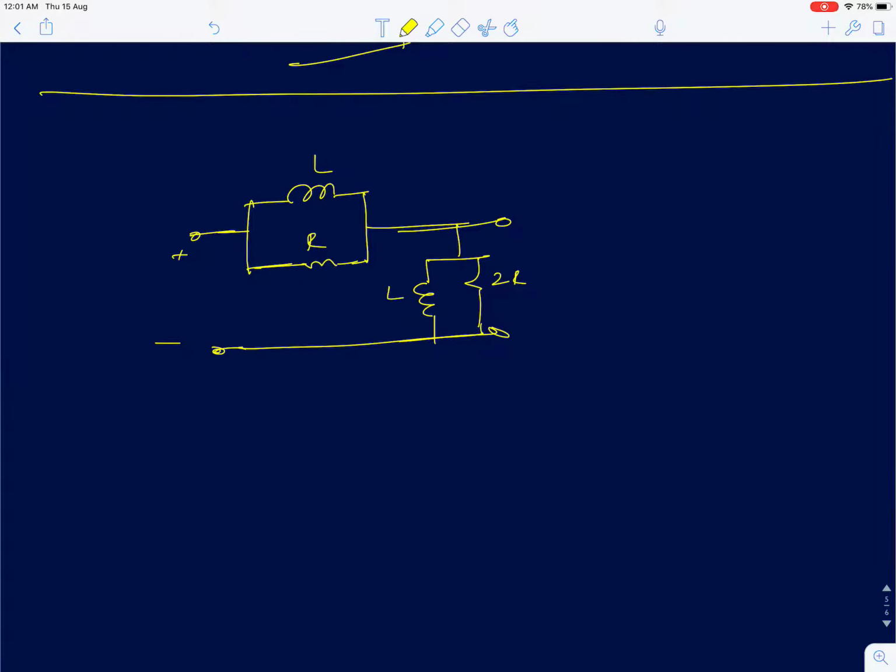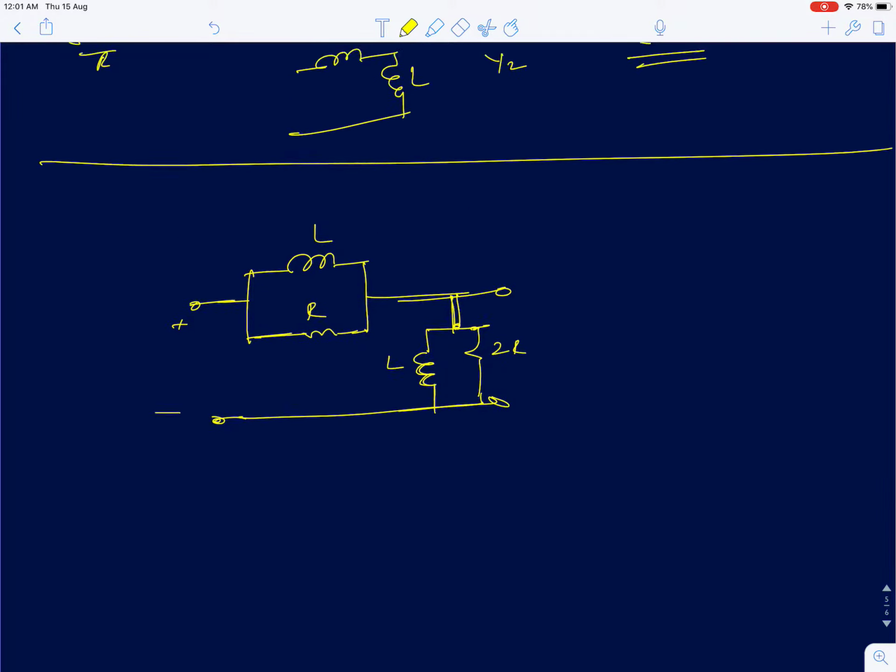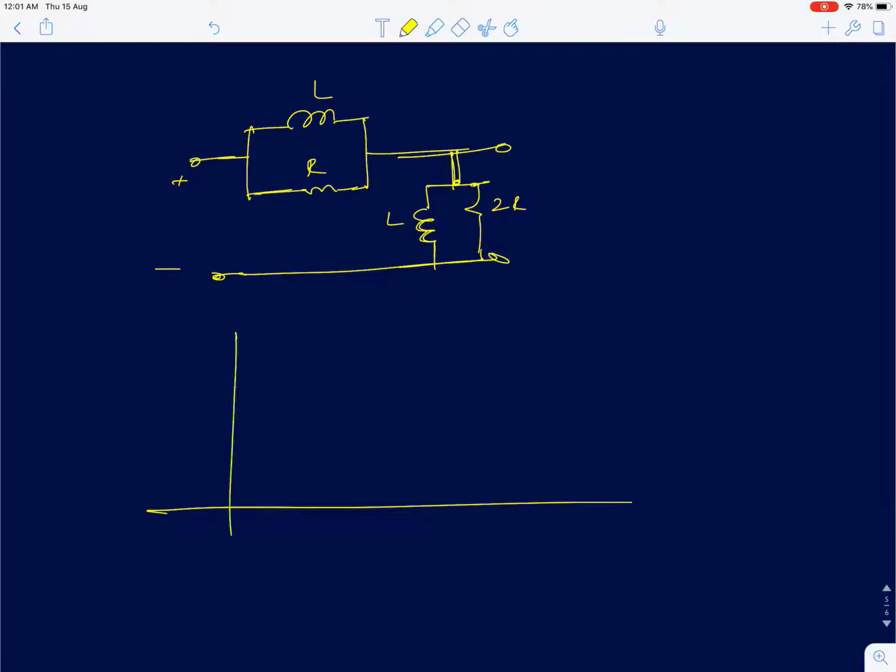So now in this circuit, if you are asked to derive the transfer function for this, again we will go by the same rule. First you have to find the DC gain. Whenever you are drawing a transfer function, the first thing to know is the DC gain. At low frequencies the impedance is very low for inductors, so I can actually ignore the resistors.